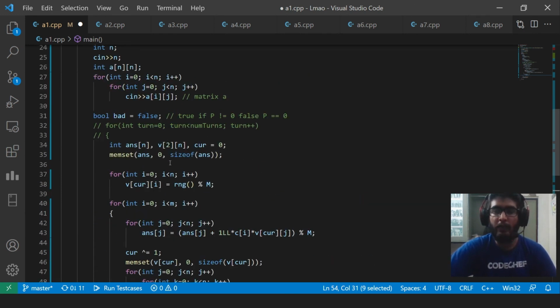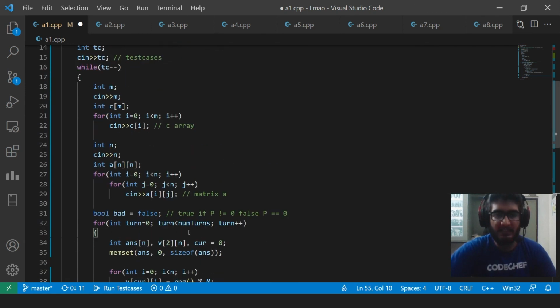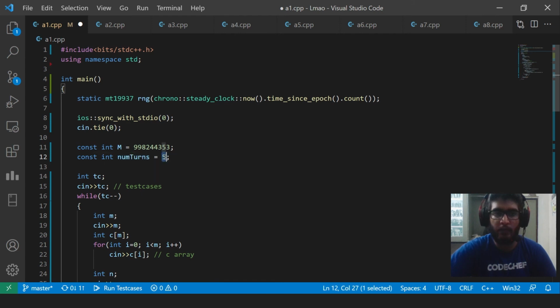This code is going to work with the probability of 1 by 998244353. But as you know, there are a lot of test cases, around 200, and your code might fail at some point. Even though the failure probability is 1 by 998244353 and it shouldn't fail, it might fail on some off chance. So if you want to increase your probability of getting an accepted code, you just run this Freivalds algorithm multiple times. I'm going to be running this algorithm number of turns times, where number of turns I have initialized as equal to 5.